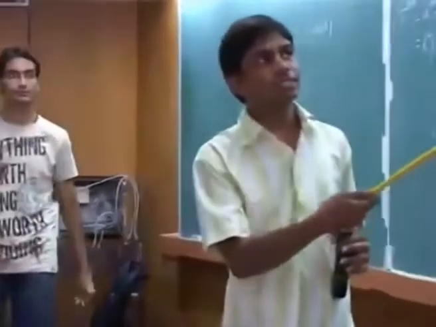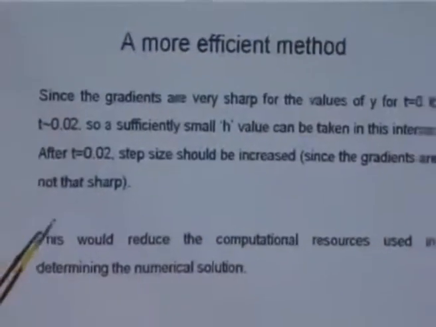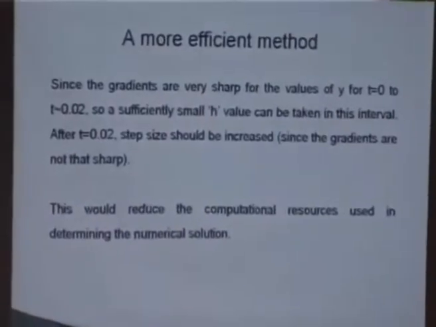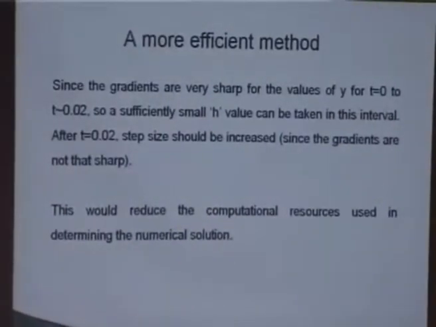A more efficient method could have been to note that in the region of t equal to 0 to 0.03, the gradient is very large. But if we take h to be uniform, very small for the higher values of t also, then we are wasting computational resources. An efficient method would have been to take sufficiently small values of h for small t, and as t increases, since the gradient is not that sharp, we can even increase the h value.